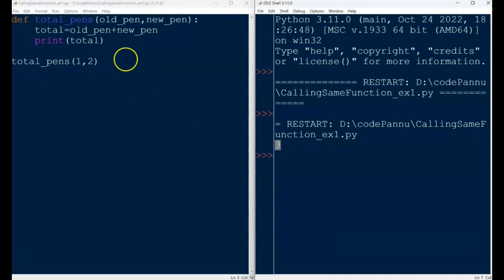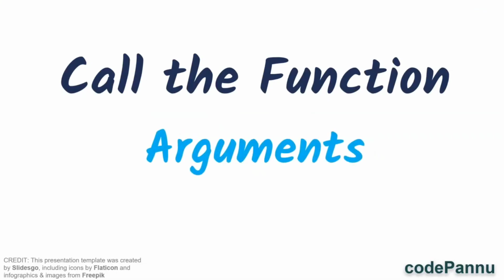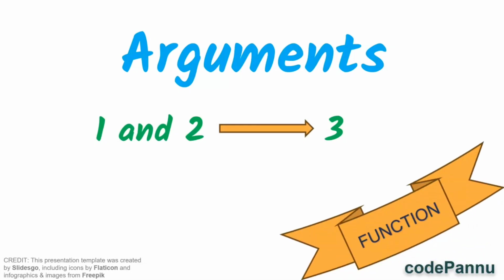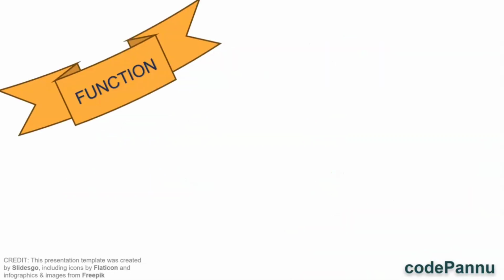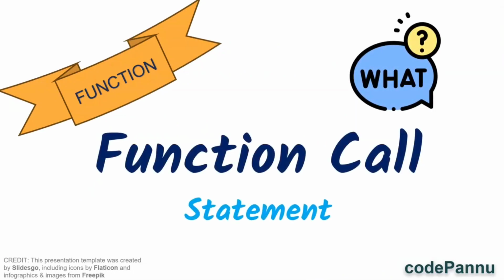Now we are going to call the same function again but with different arguments this time. The first time when we called the function, we put the values 1 and 2 and the output printed was 3. Correct. This time we shall call the function again but with different values 10 and 15 and print the output. Shall we? To call the function again, what should we do? We should write the function call statement again.